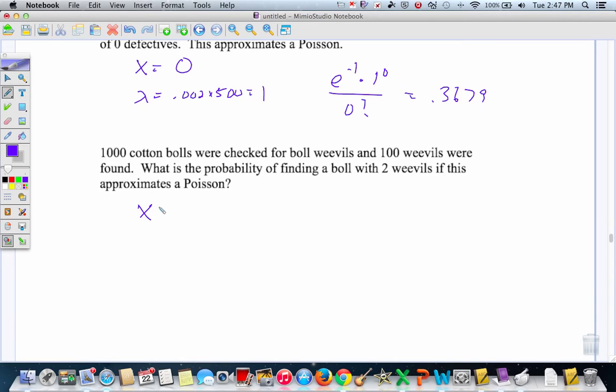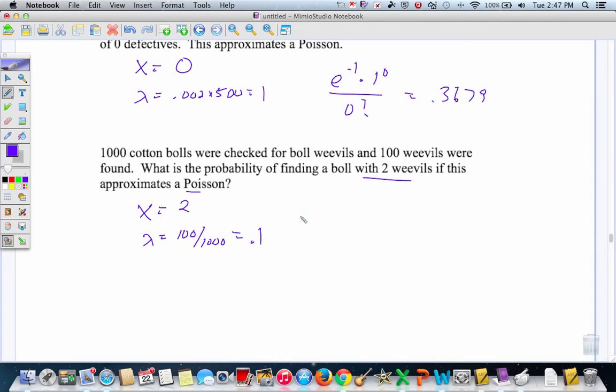1,000 cotton bolls were checked for boll weevils and 100 weevils were found. What is the probability of finding a boll with 2 weevils if this approximates a Poisson? Same thing yet again, x and lambda because of the Poisson. X is the number we're trying to find the probability of happening, which is 2. Now keep in mind that's 2 weevils in a cotton boll, so our lambda is our number of weevils per cotton boll, or 100 divided by 1,000, which gets us 0.1.